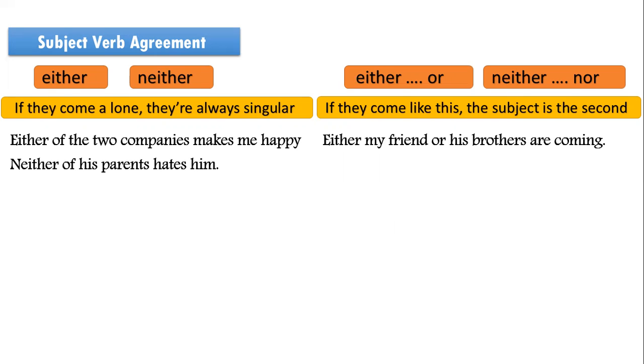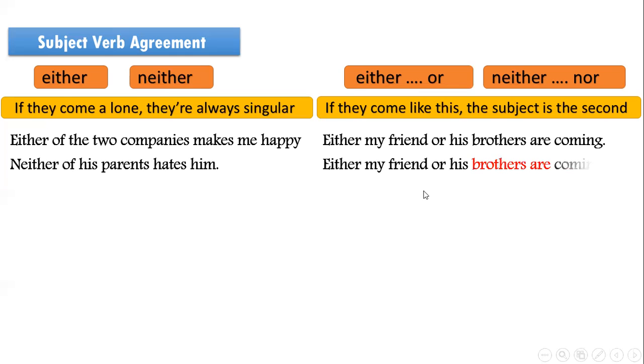Mister, you said whenever you have the word either, the subject is singular. Yes. But how many subjects can you see here? You have my friend and you have his brothers. Which one of these counts as a subject? His brothers, because it's the second one, closer to the verb. Exactly, the one closer to the verb, the one after or, the second one, whatever you like to name it, but still it is the subject that counts.